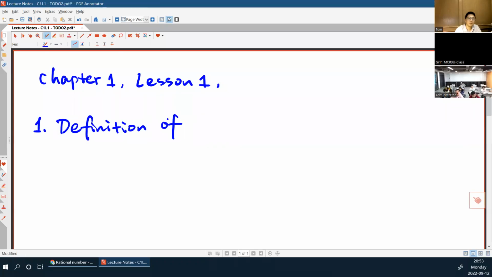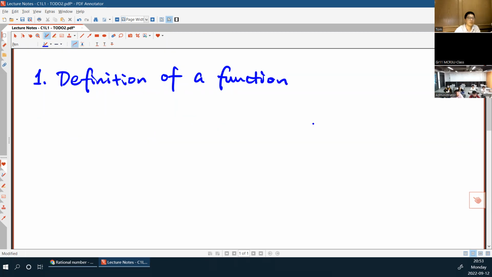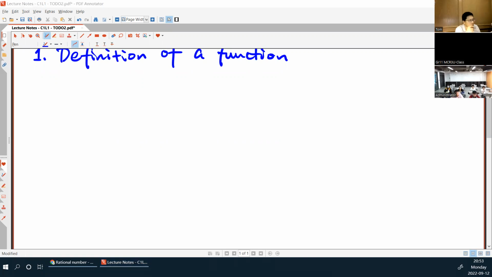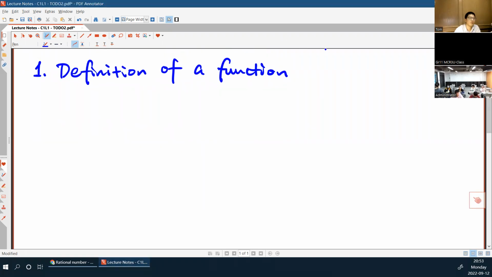All right, key point of lesson 1, chapter 1, definition of function. Let's make a summary here. So what is the definition of a function? Can you tell me?